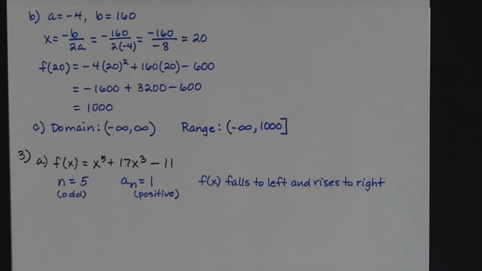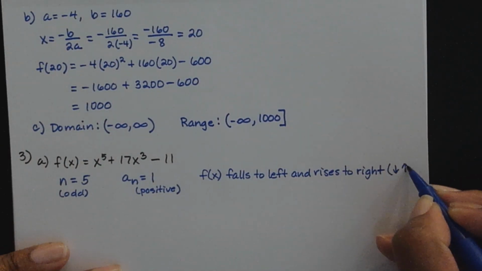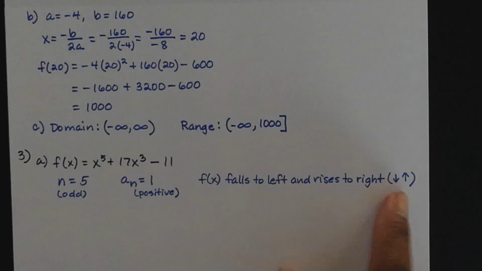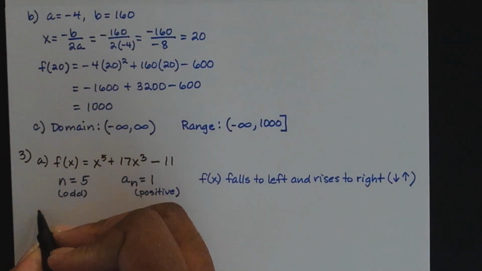Can we do arrows? Yeah. Falls to the left and rises to the right. And I know that the end behavior has to be in opposite directions because our highest exponent was an odd number. If it was even, then it'll have the same behavior on the left and on the right. Questions on part A?